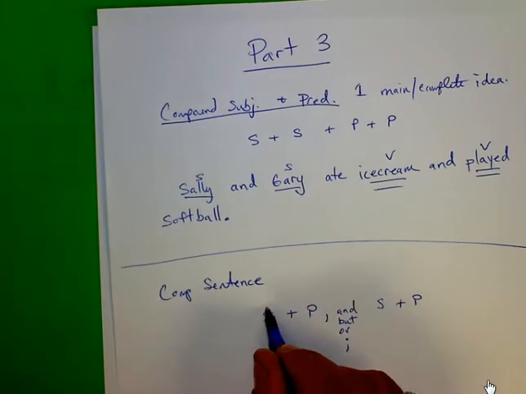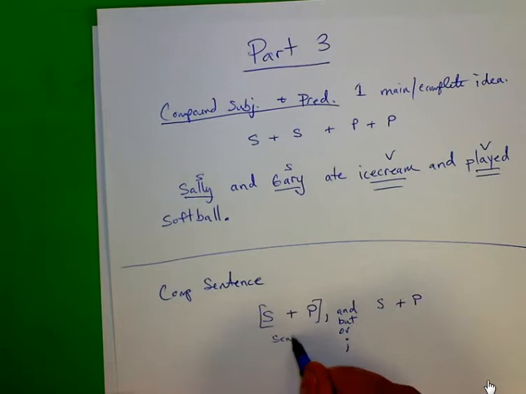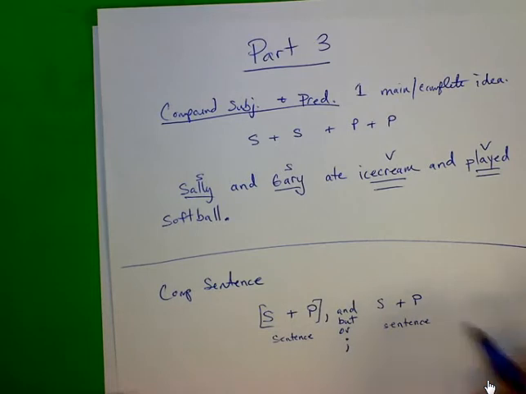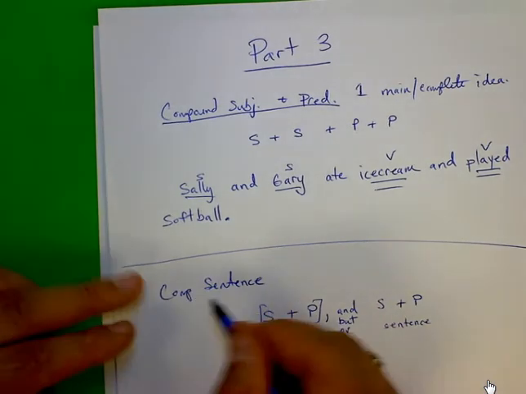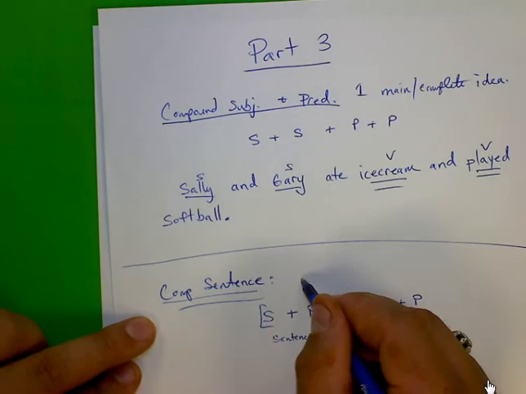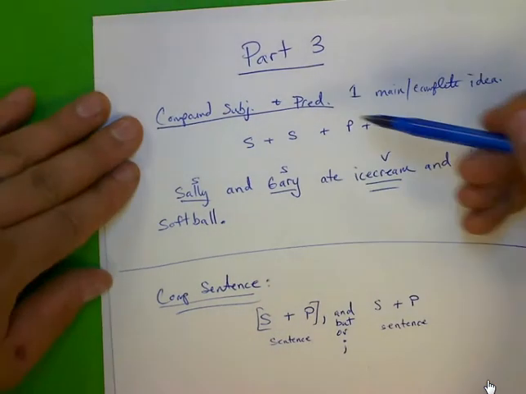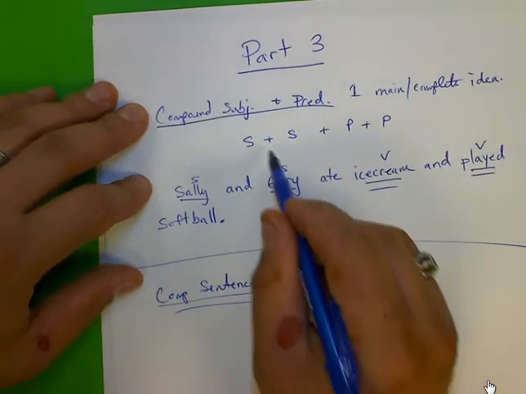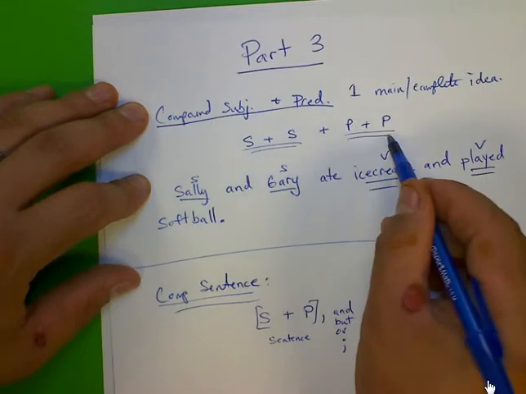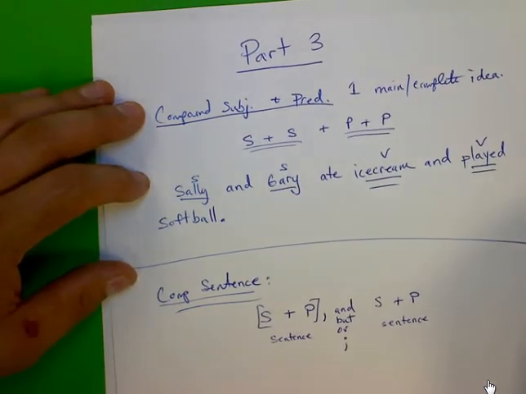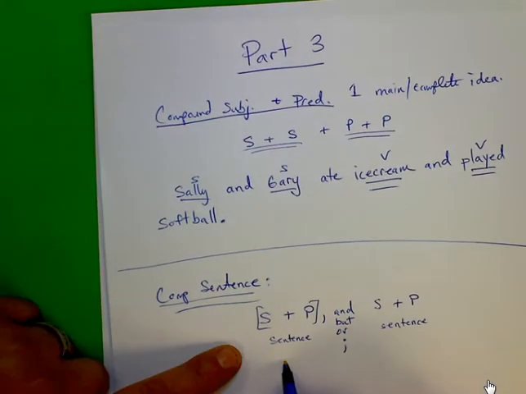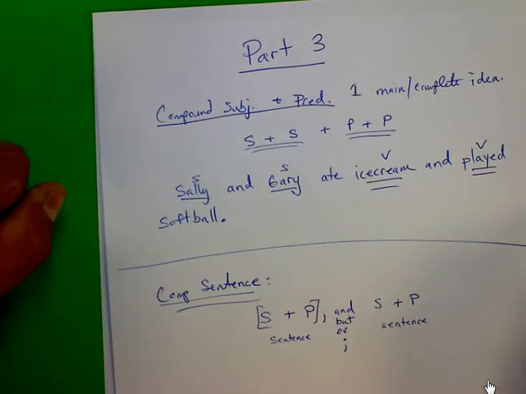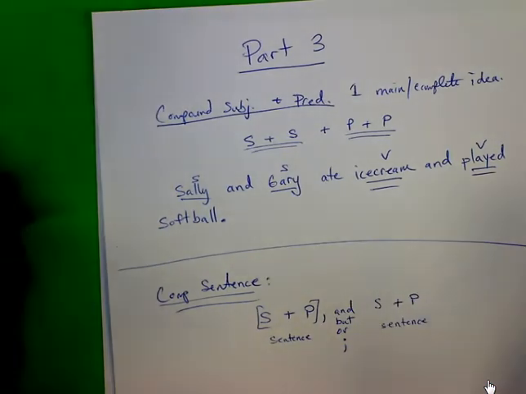So think of it this way. You have a sentence plus a sentence in a compound sentence. Compound means more than one. So sentence plus sentence. In the compound subject and predicate, you only have one sentence. It just happens to have two people doing two things. Okay? It's not two separate ideas combined. It's two people doing two things. They're both doing the same thing together.